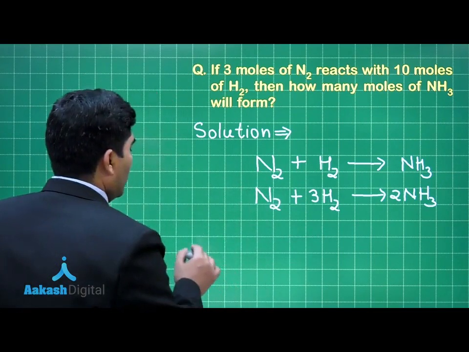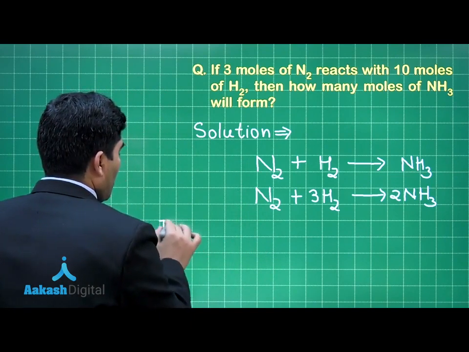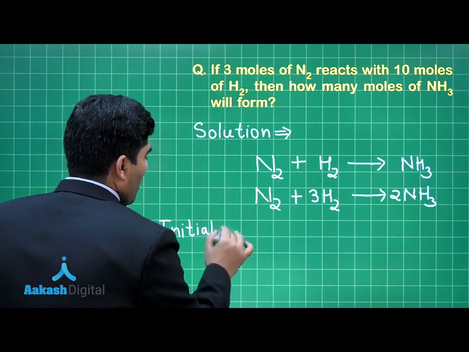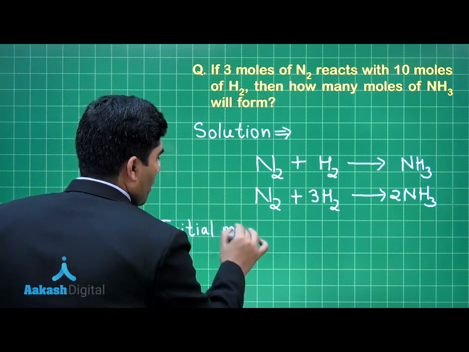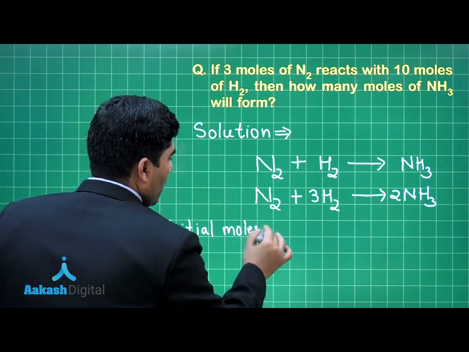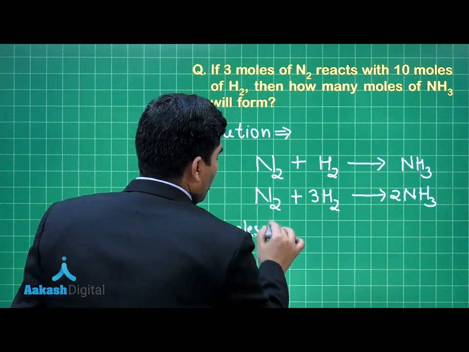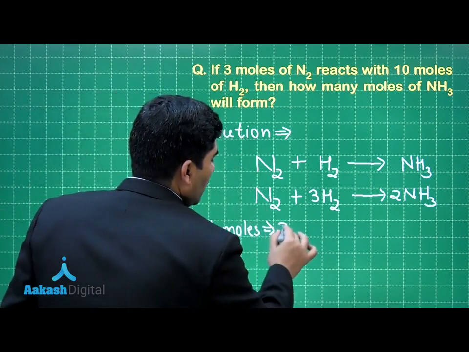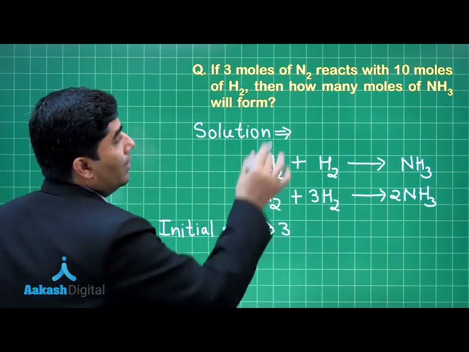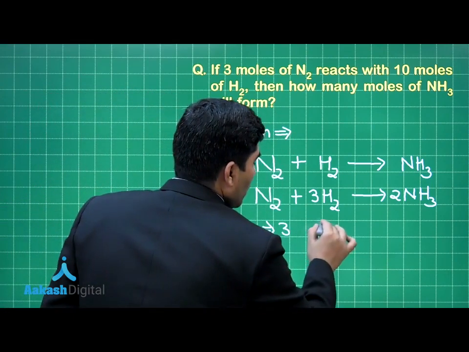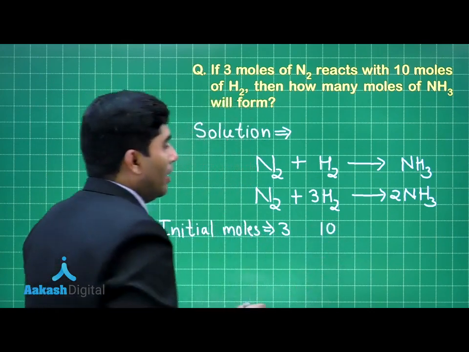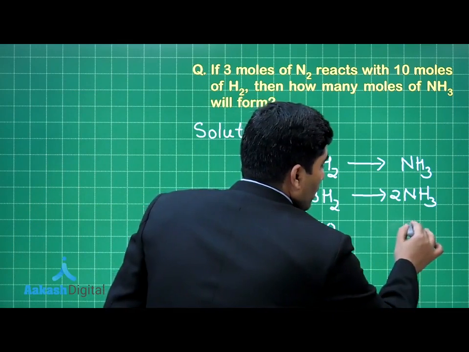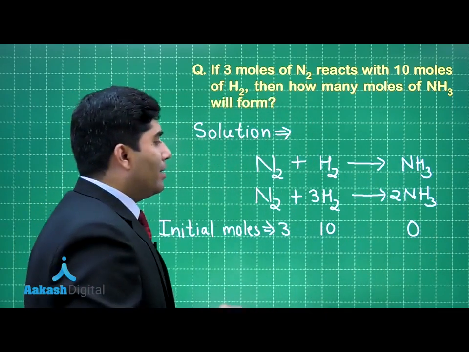So initial moles. Nitrogen, the initial moles are 3. For hydrogen, the initial moles are 10. And since the reaction is not started till now, the number of moles of ammonia is 0.